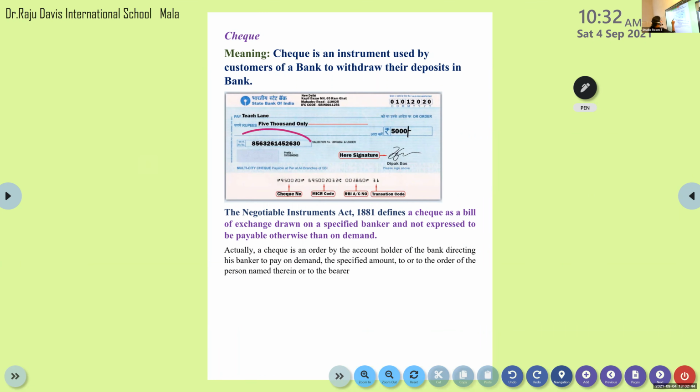Then here is the account number of drawer. You will write the amount in numbers, in numericals. Then also in the words, you will write it. Then you will give the date. Then check number. Here you will find so many numbers. And the first one is the check number. Keep it in mind, check number. The next set is called MICR code, RBI account number, transaction code. That is of not much importance for you now. Just keep in mind the first set of numbers is the check number.